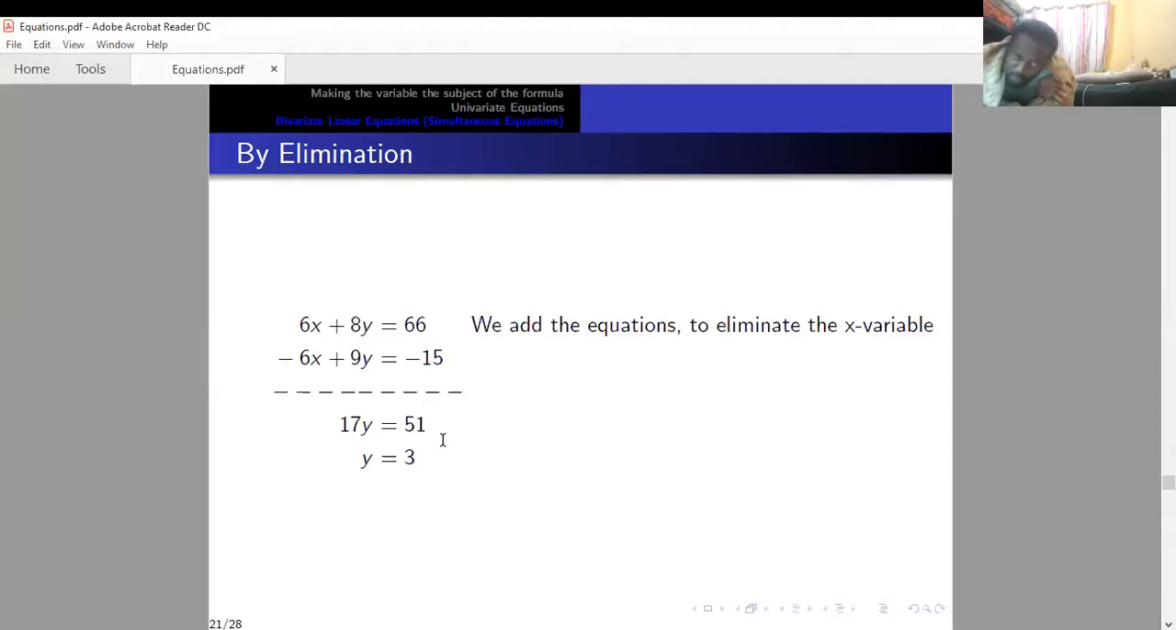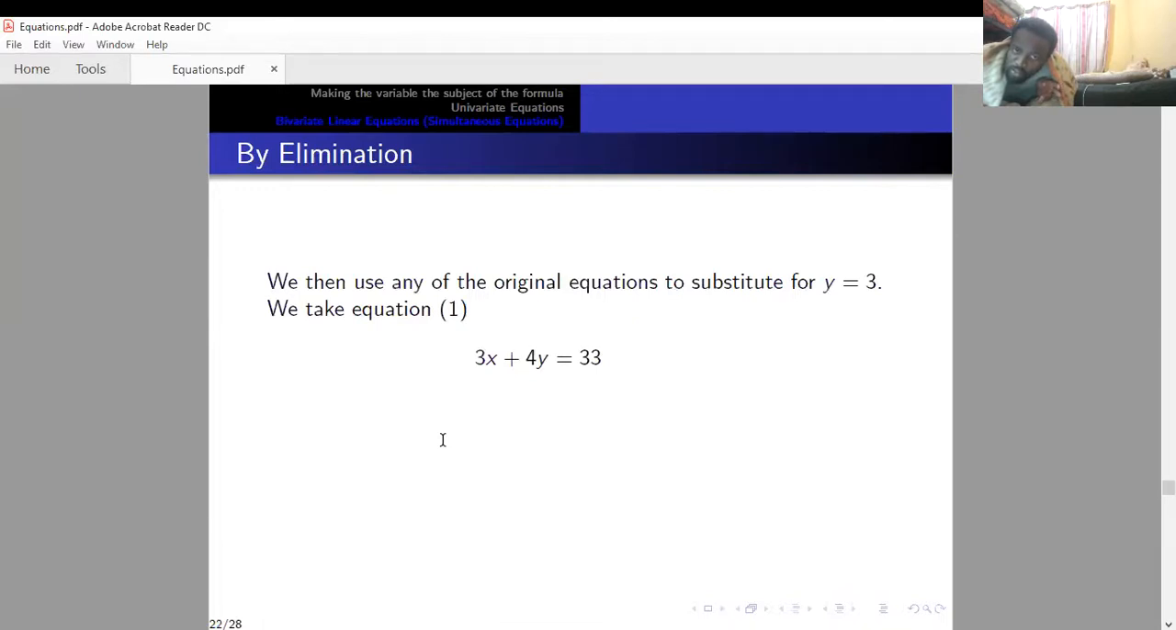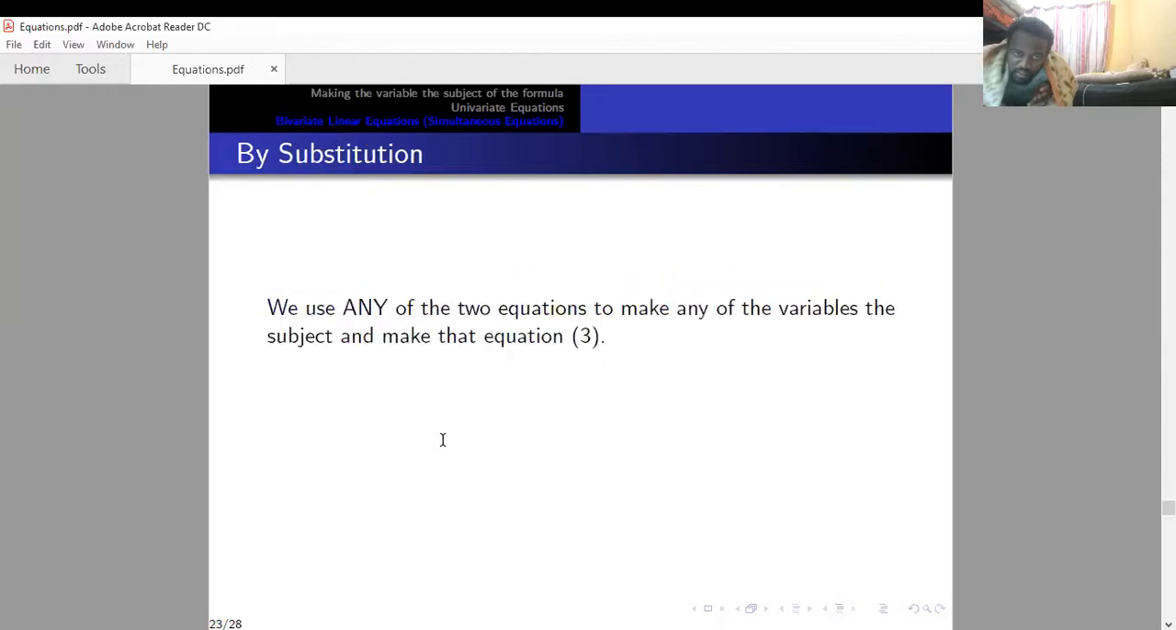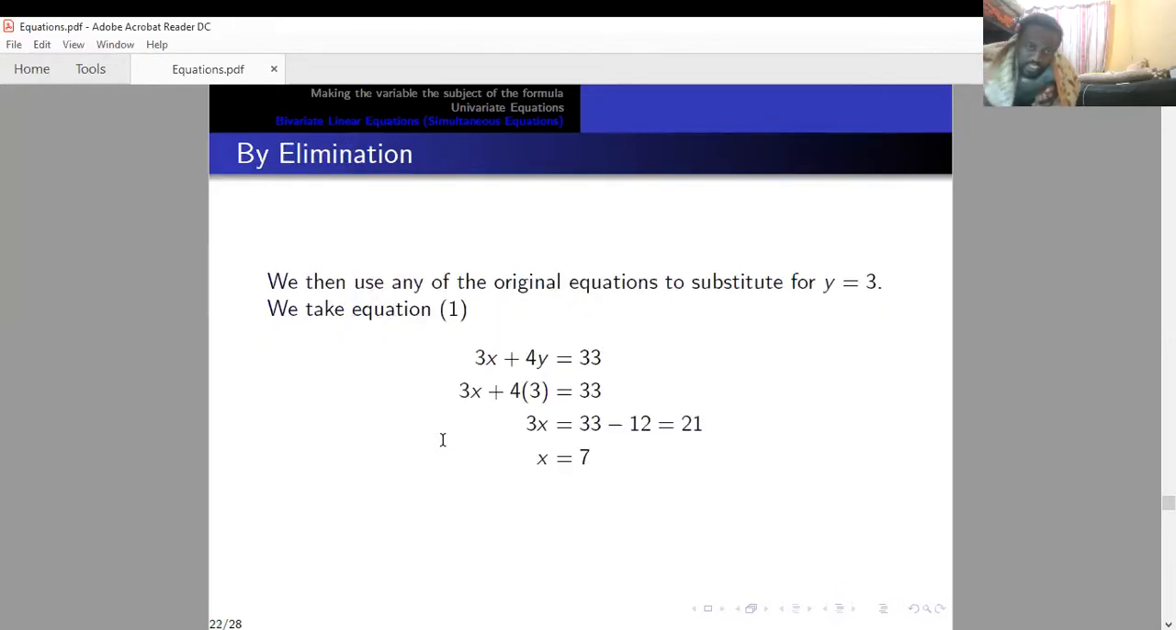Then after you have found the value, you substitute it into any of the two equations. You can use 1, you can use 2, it's supposed to give you the same. If you use the first equation, we put 3 instead of y, we get 3x is equal to 21, and then x is equal to 7. This is the elimination method.